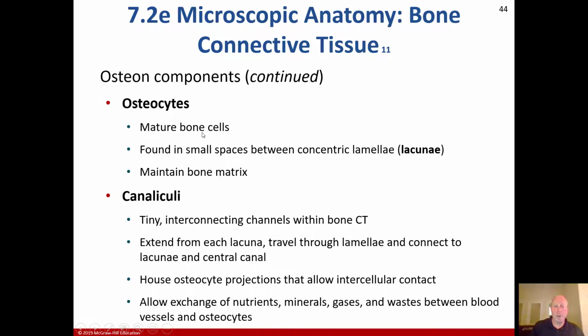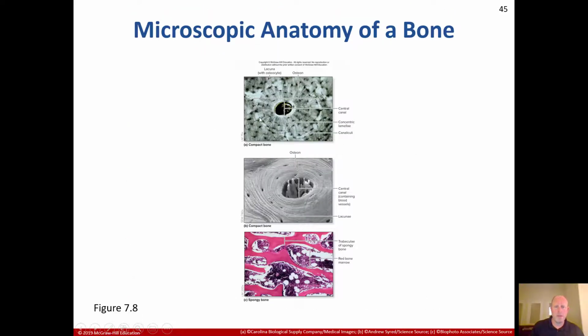Our osteocytes are mature bone cells found in the small spaces between the concentric lamellae, called lacunae, and they maintain the bone matrix. The canaliculi are tiny interconnecting channels within bone connective tissue. They extend from each lacuna, travel through the lamellae, and connect to other lacunae and the central canal. They house the osteocyte projections that allow intracellular contact, and they allow the exchange of nutrients, minerals, gases, and waste between the blood vessels and the osteocytes. Now we can take a look here.